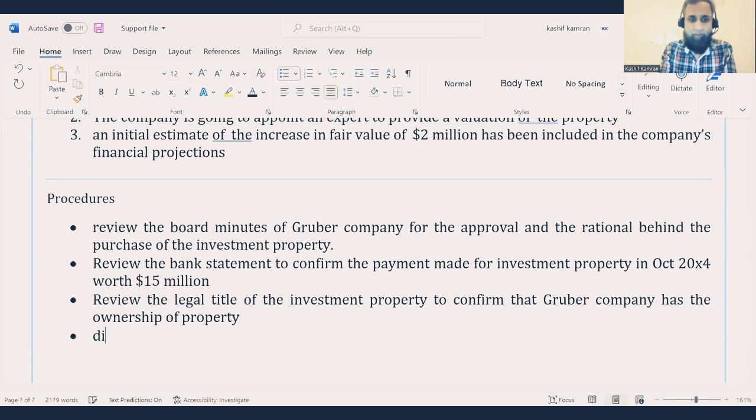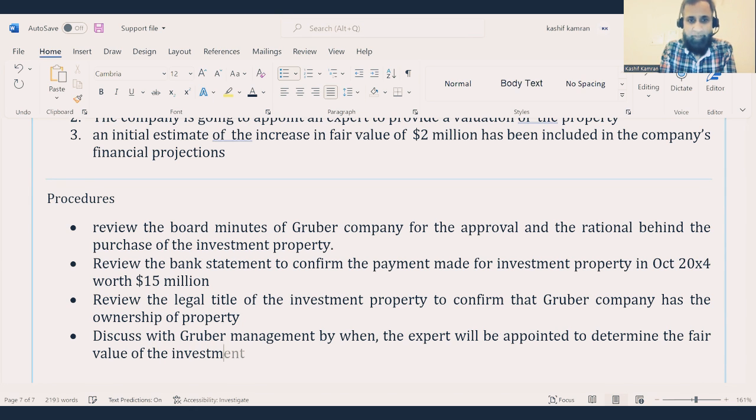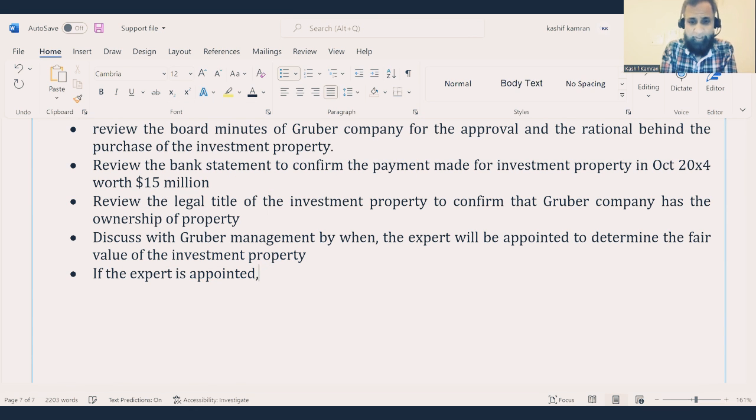Discuss with Grubber management by when the expert will be appointed to determine the fair value of the investment property. Next, if the expert is appointed, because the examiner is saying you need to make procedures on the expert as well.